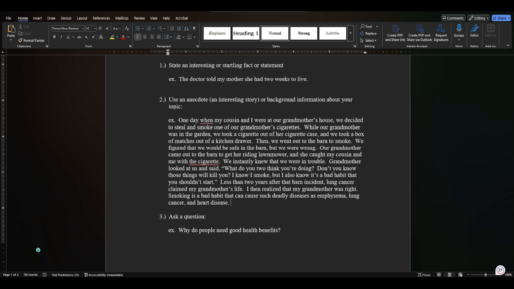Grandmother looked at us and said, "What do you two think you're doing? Don't you know those things will kill you? I know I smoke, but I also know it's a bad habit that you shouldn't start."